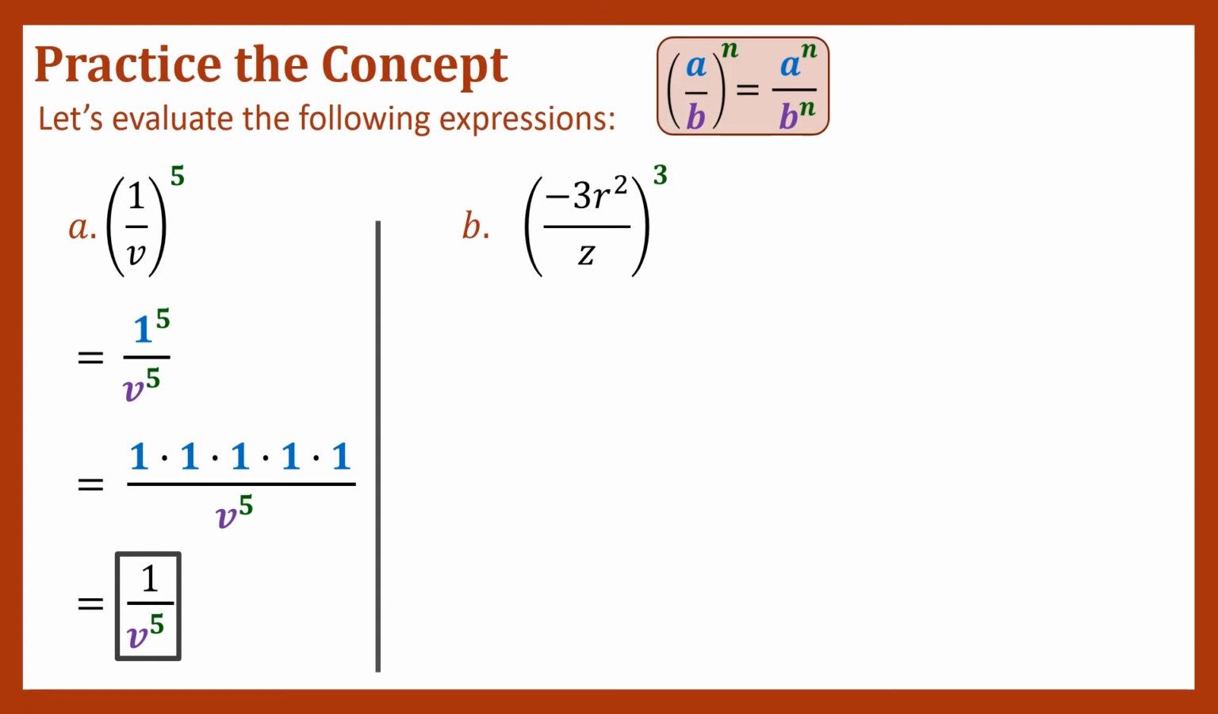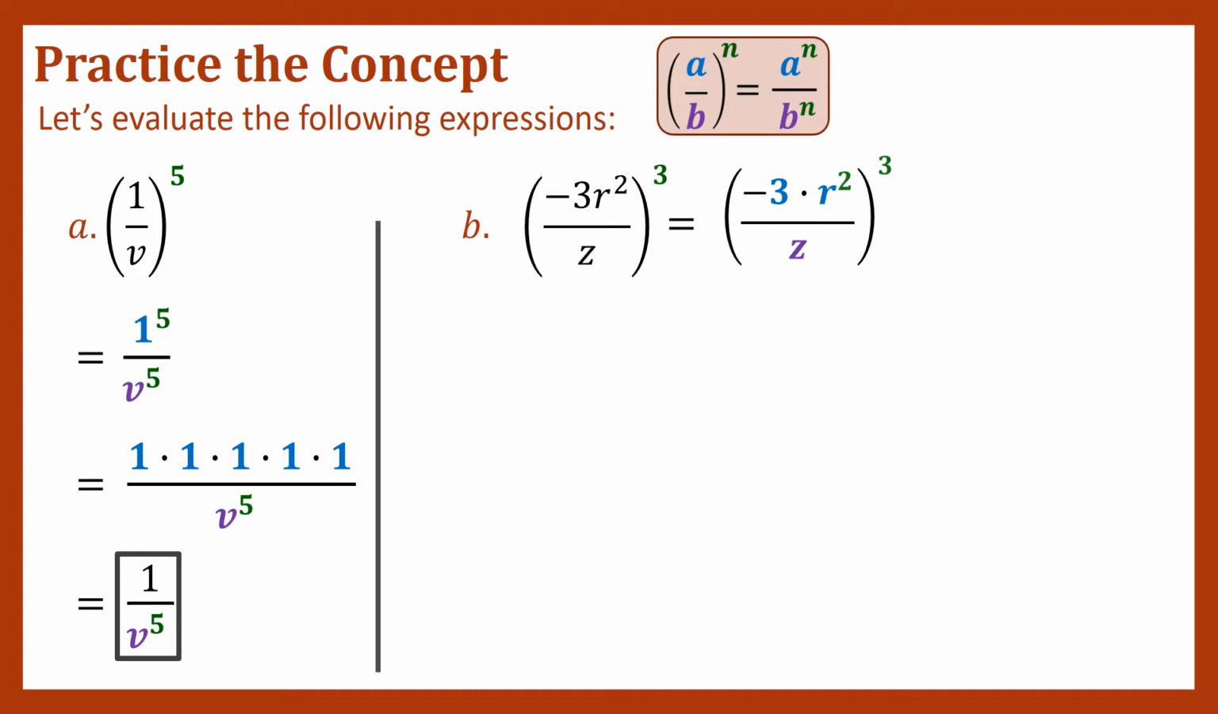Now let's take a look at the second expression. The second expression reads -3 times r raised to the power of 2, also known as r squared, divided by z. This quotient is then raised to the power of 3. We can rewrite the inside of the parentheses as -3 multiplied by r squared divided by z. And this expression is still raised to the power of 3.